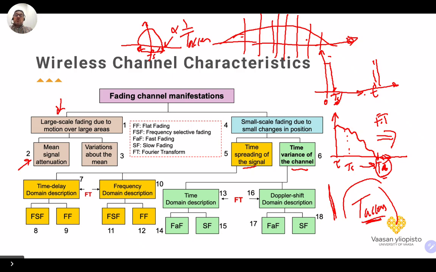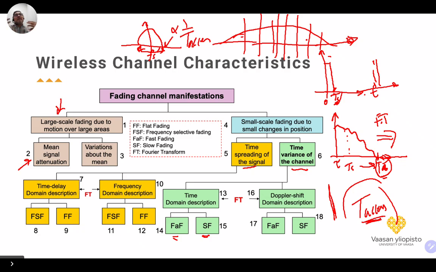But the channel also has another kind of fading. It has another tricky kind of fading, that the channel itself is time varying, it is changing with time, it is not fixed. Okay. So in that case, we can describe them also in time domain and frequency domain. In time domain, we have two kinds, depending on your data rate. We have fast fading and slow fading. What is fast fading and slow fading?